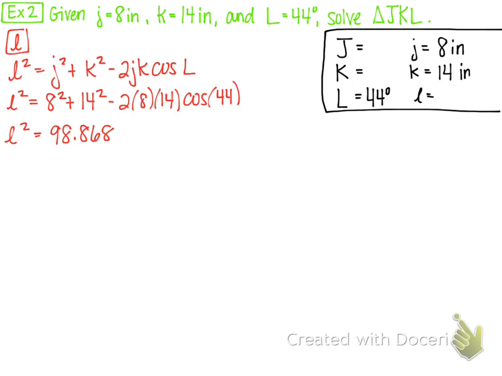And then finally, to get L by itself, if we take the square root of both sides, we get L equal to 9.943. And that's our value for little L.